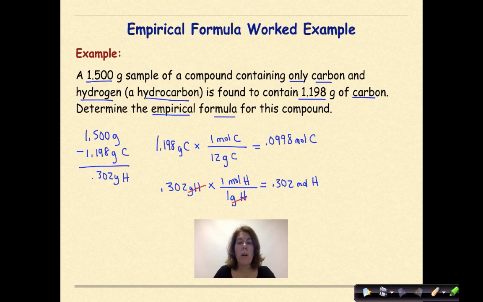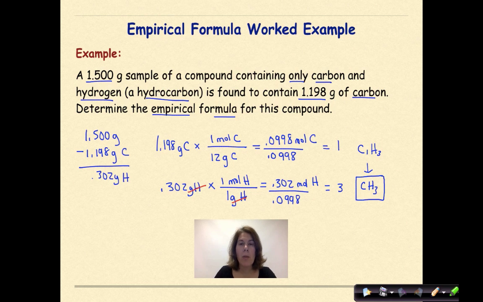So the lowest number out of carbon and hydrogen of calculated moles is obviously the carbon. So I'm going to divide each of these by 0.0998. So this is obviously going to be 1, and this is going to be 3. That means our empirical formula here would be C1H3, or more commonly known as CH3. And that shows the ratio of this particular hydrocarbon is 1 carbon for every 3 hydrogens.